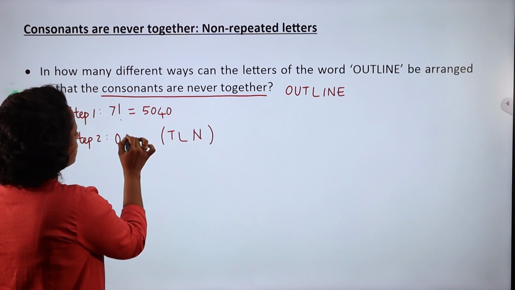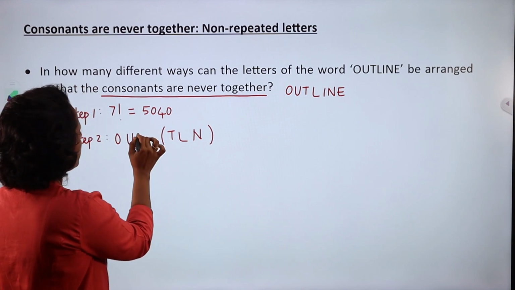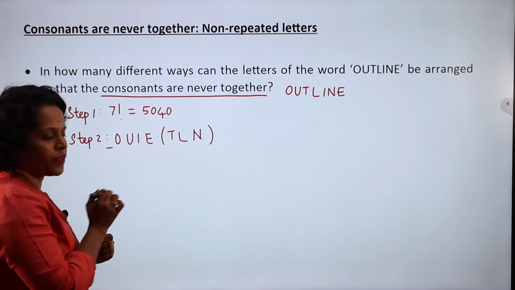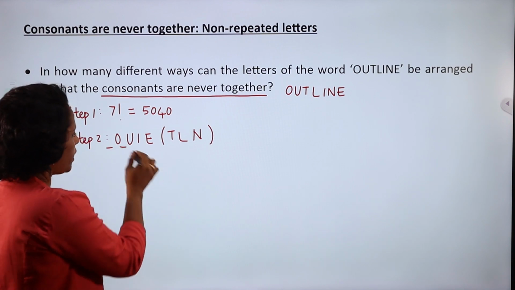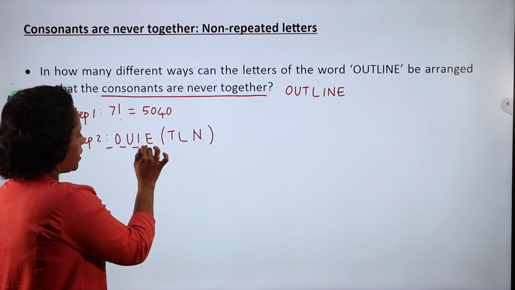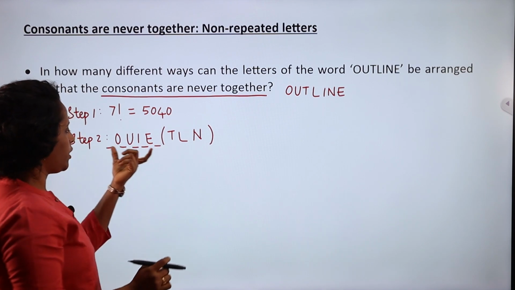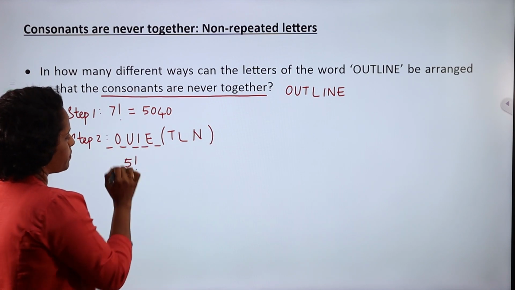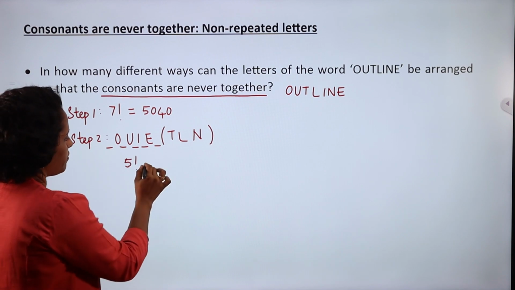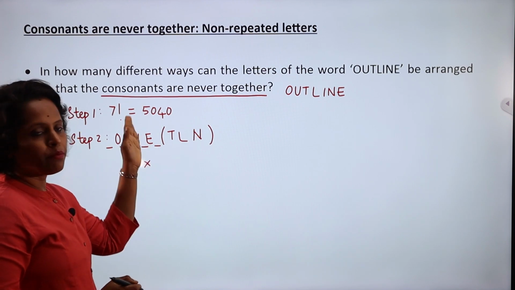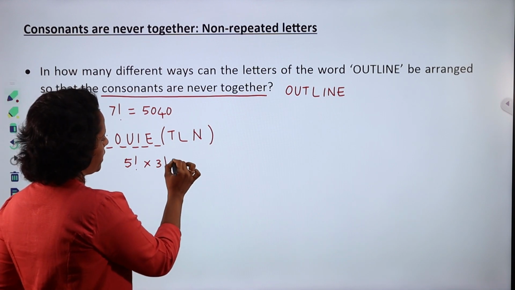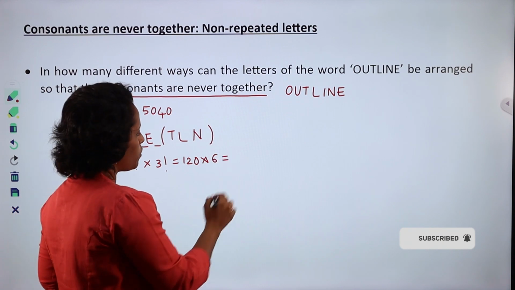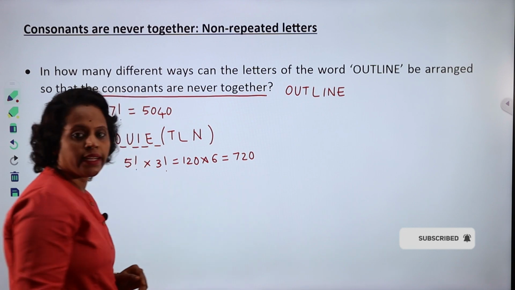The remaining letters should be written outside: O, U, I, E. This set of consonants can be placed before O, or in between O and U, or in between U and I, or in between I and E, or after E. In any of these 5 places, this set can be placed. That can be done in 5 factorial ways, because we have 5 places, right? So 5 factorial ways, into these 3 letters can be arranged themselves in 3 factorial ways. 5 factorial is 120, 3 factorial is 6. Now 120 into 6 is 720.